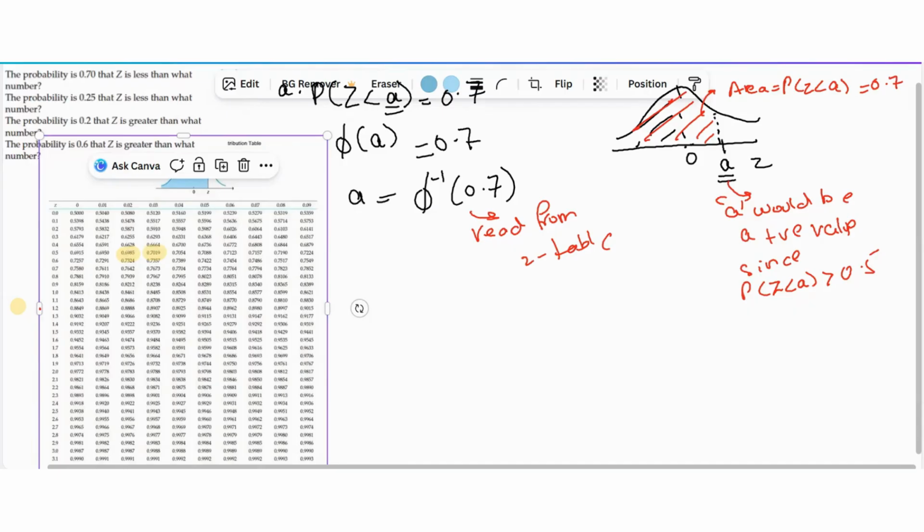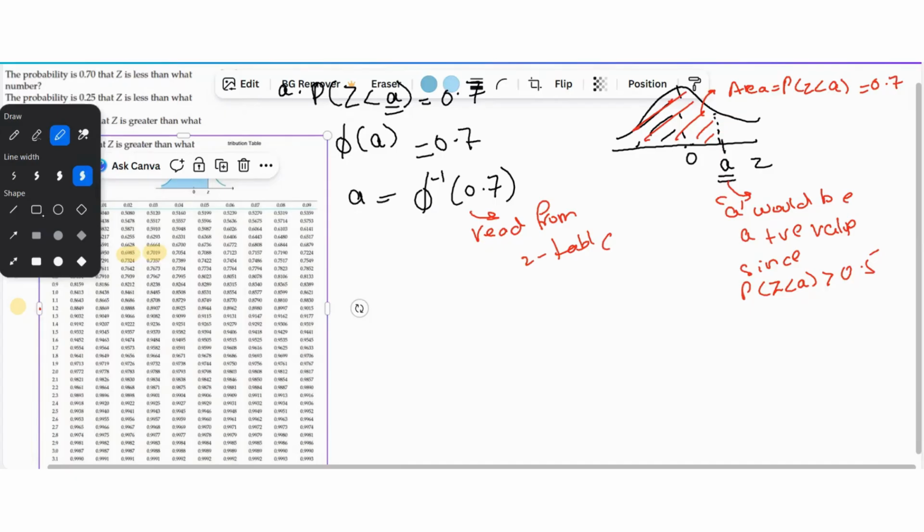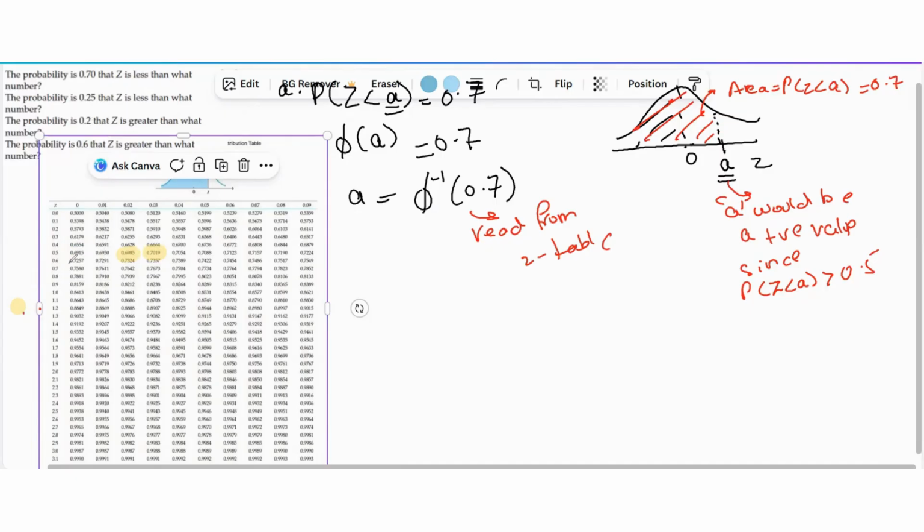In this case, 0.6985 is closer to 0.7, so we'll take the z value associated with this, which is 0.52, right? So A is 0.52. So the probability that Z is less than 0.52 is 0.7, right? So whenever you're reading the Z table in inverse, given the probability and trying to find the Z value, you look up which two values are the closest to 0.7.